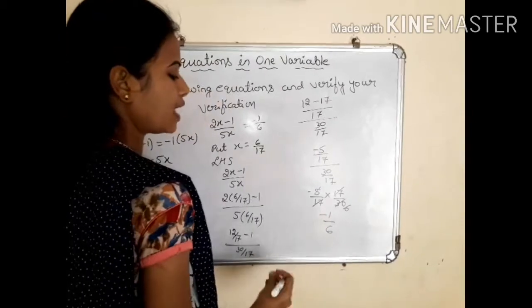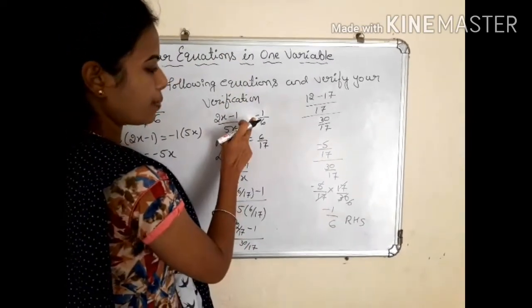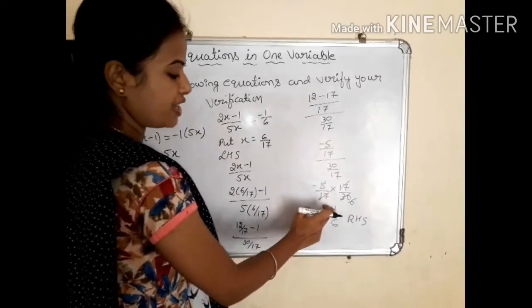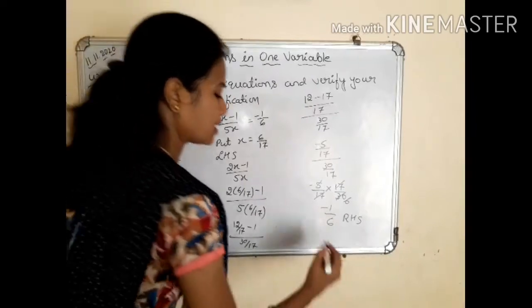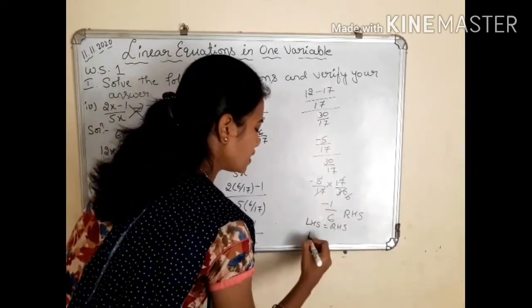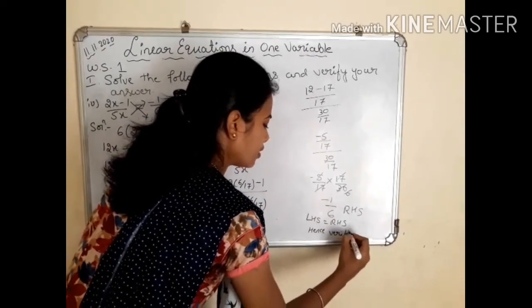So what we got here? RHS is minus 1 upon 6. Here also after simplification we got RHS value is minus 1 upon 6. LHS is equal to RHS. Hence verified.